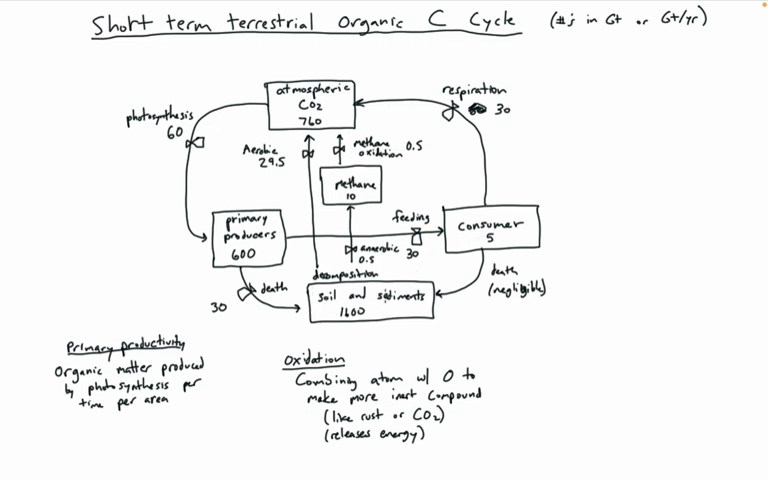But notice the different sizes of these reservoirs, right? The consumer reservoir is much smaller than the soil and sediment. So where does carbon spend more time? In the soil or in the consumers? I think you know this intuitively, right? Animals don't last that long, but you can calculate the typical number of years the carbon atom spends in the consumers by dividing 5 by 30.